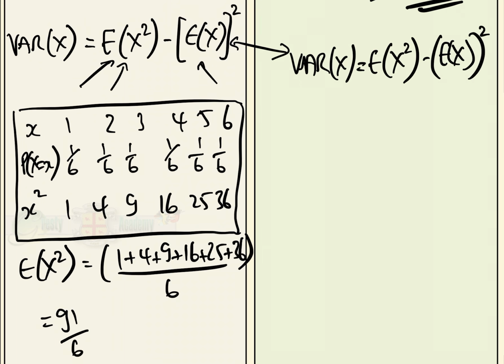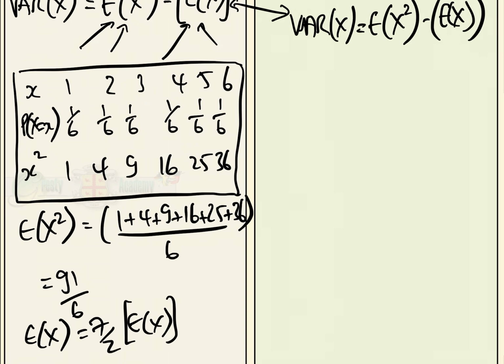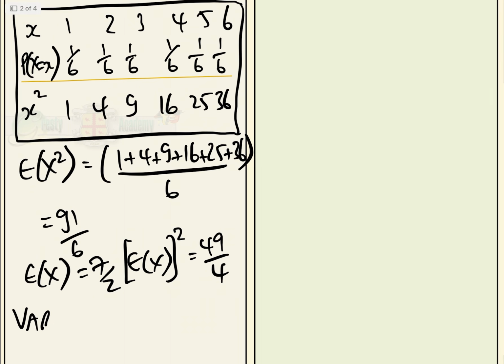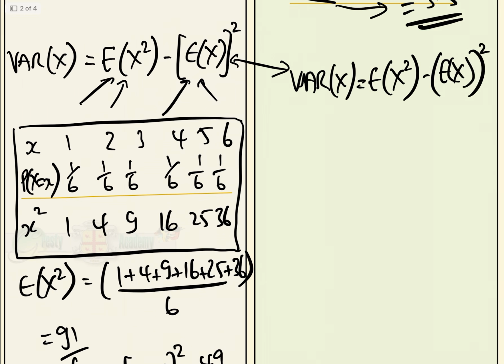And we've already worked out the expected value of x, which was 3.5, wasn't it? This one, we already worked that out. So basically, our E of x, we've already worked out, was 7 over 2. So E of x, squared, is 49 over 4. And therefore the variance of x for our discrete random variable physical dice is equal to 91 over 6, take away 49 over 4, which equals 35 over 12. That's how we get the variance of our physical dice.